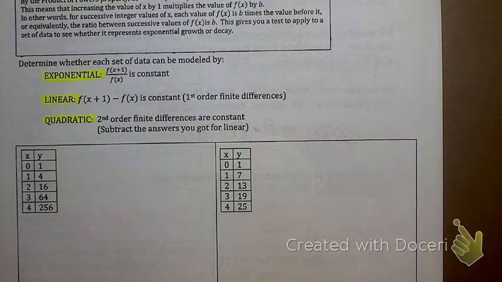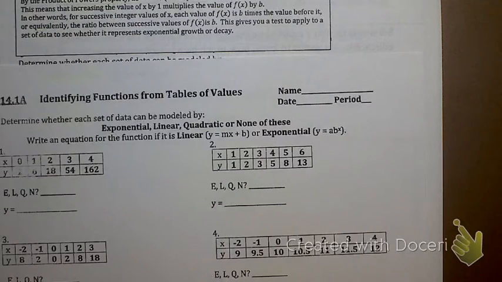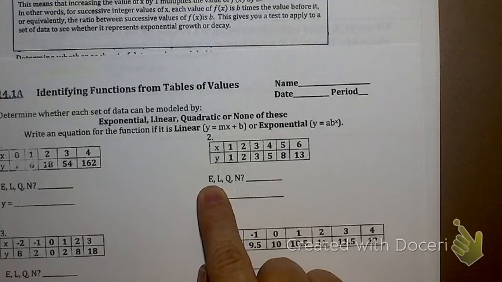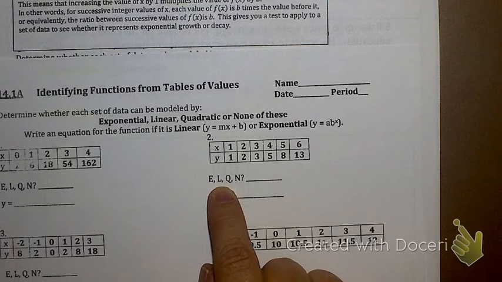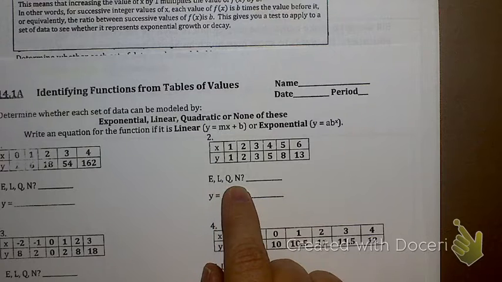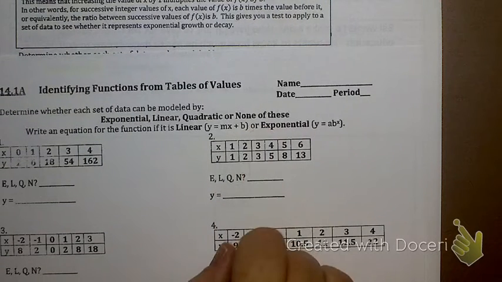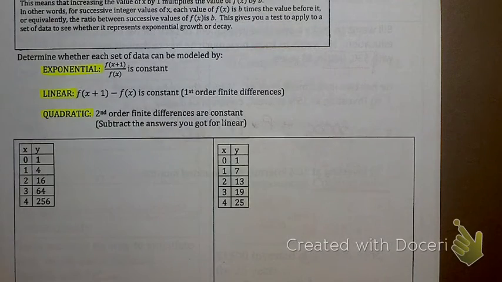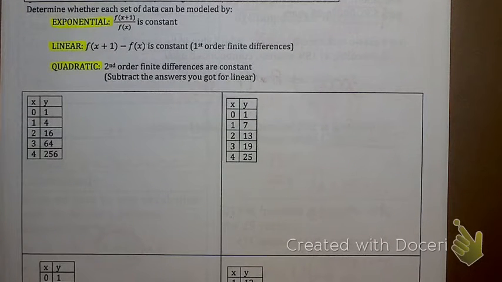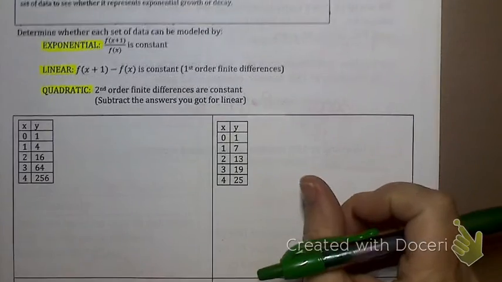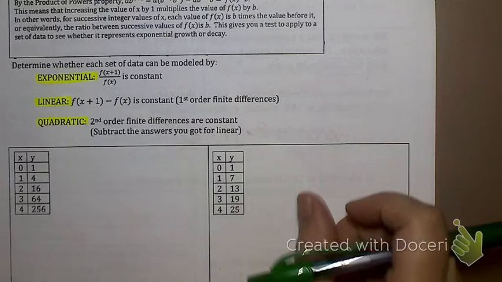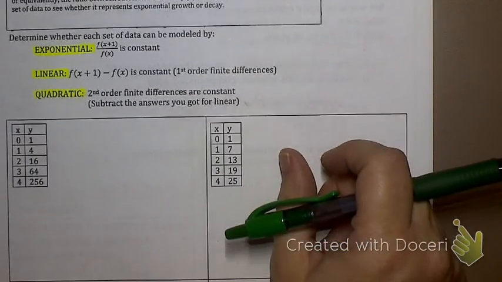Now on your homework, you actually have 4 options. Is it exponential? E. L for linear. Q for quadratic. Or N for none of those. Okay? All right. Are you ready? Good answer. So we're going to talk about these things called finite differences. What the heck is a finite difference? It sounds a lot more confusing than it actually is.